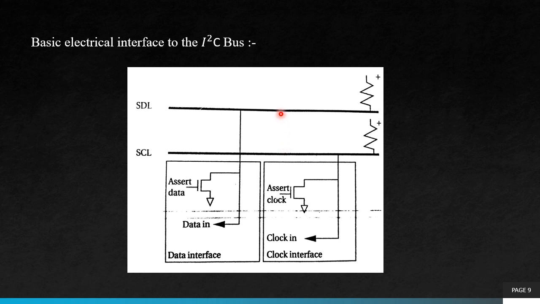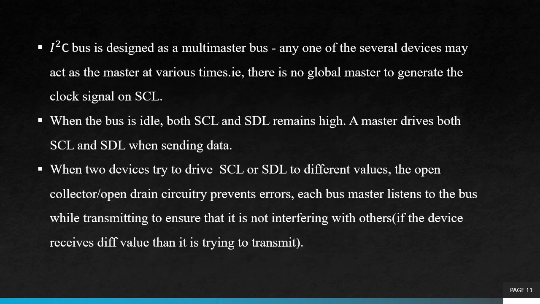Initially, the default state of the signals SDL as well as SCL will be high. This is done by two pull-up resistors connected to both SDL and SCL. A master drives both SCL and SDL. When two devices try to drive SCL and SDL simultaneously, it is the open circuitry that prevents this issue. However, each master must listen to the bus while transmitting to avoid collision. Each bus master listens to the bus while transmitting to ensure that it is not interfering with others. It can understand this if the device receives a different value than it is trying to transmit, then it knows that it is interfering with some other device so that it can take the necessary steps to prevent it.